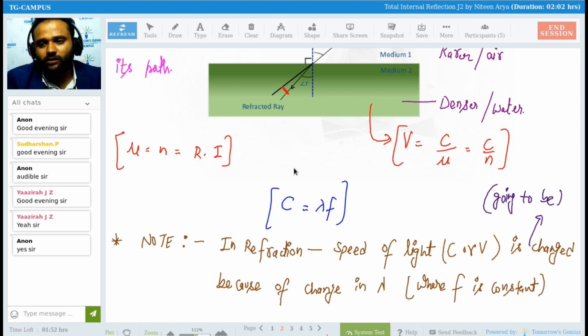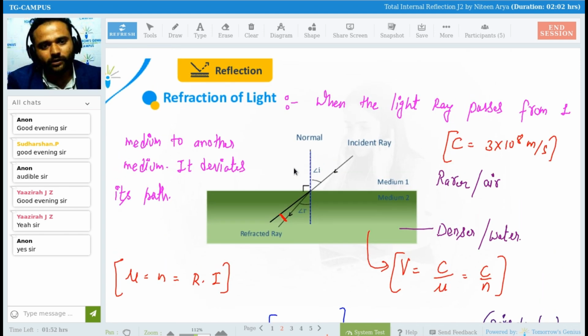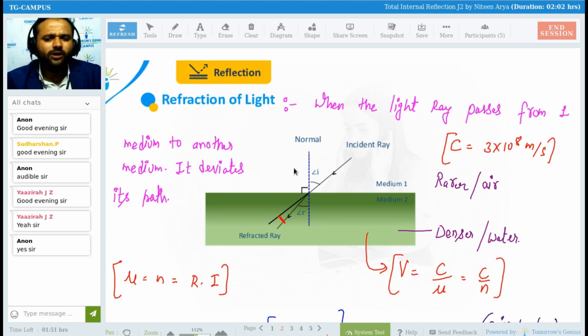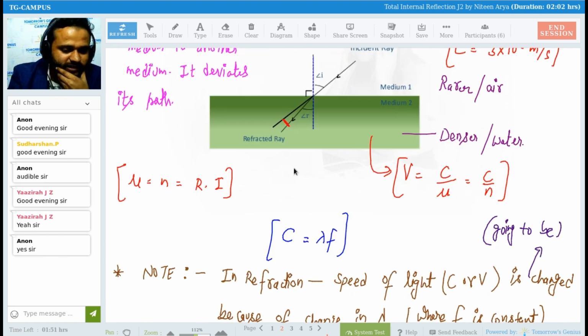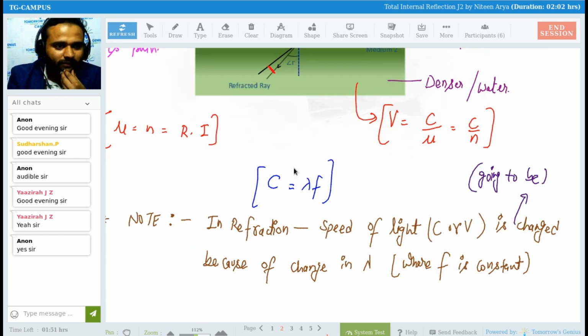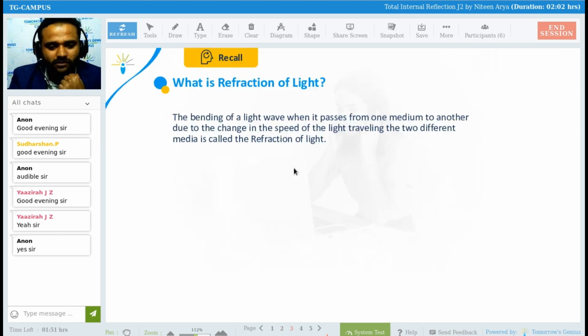So there is one MCQ. In the refraction process, whenever a light ray passes from one medium to another, from rarer to denser or denser to rarer, what one thing can change? Frequency, lambda, both, lambda only, frequency only, or all of the above. You need to pick lambda only, because both cannot change simultaneously. Clear? Speed of light changes, so either frequency or lambda changes. So lambda is going to change here.